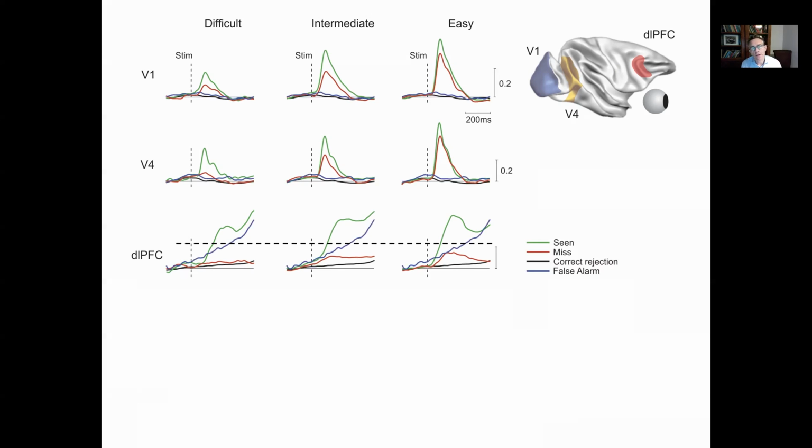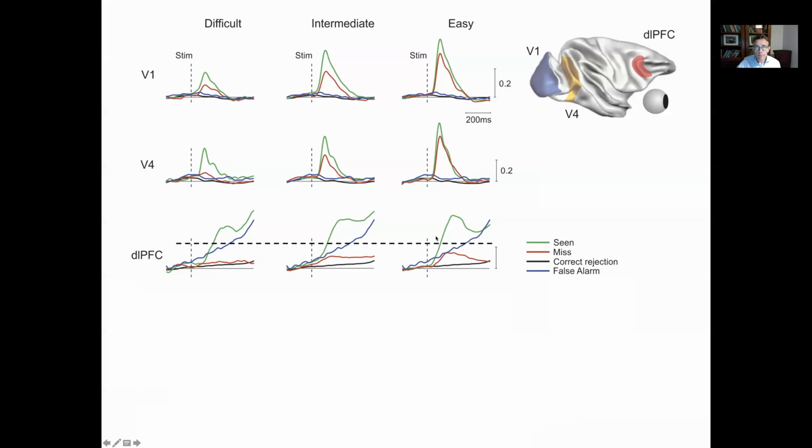It's also interesting to look at the activity that was elicited on the trials without a stimulus. Okay, and you see in V1 and V4 there are subtle differences. Actually the false alarm trials, in which the monkey reports a stimulus that was not there, give rise to more activity than the correct rejection trials in black. But in dorsolateral prefrontal cortex, you see there's this ramping of activity on false alarm trials where the activity at some point reaches almost the same level as on the seen trials. Now we cannot prove it, but we'll show it in the model later. This is well explained by spontaneous ignitions.